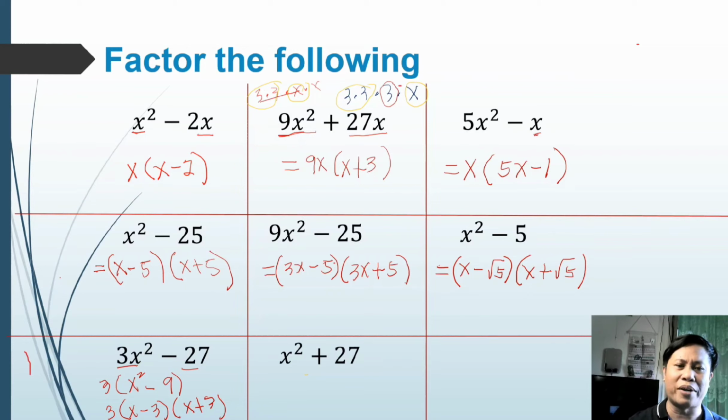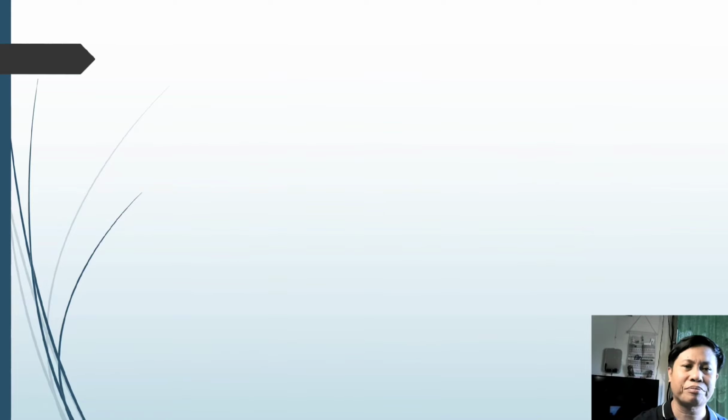You look at this one. The sign between the two is plus, and we can see that x squared and 27 do not have a greatest common factor. It is plus, so that means it has no factors. Okay? So, the next one is the perfect square trinomial.